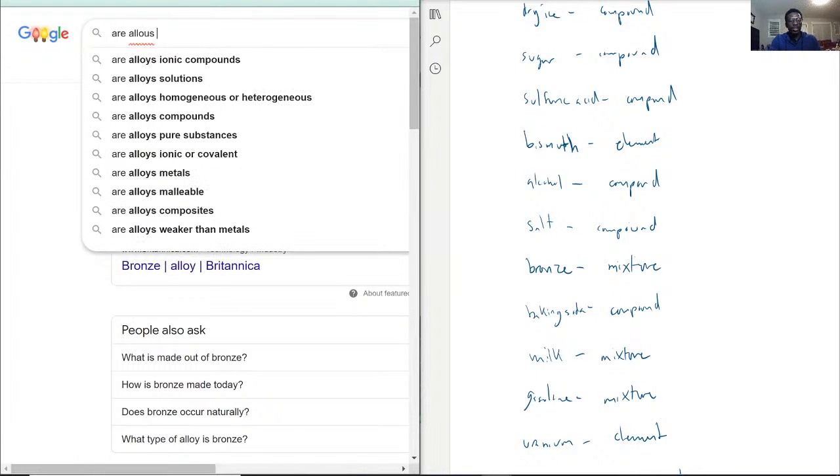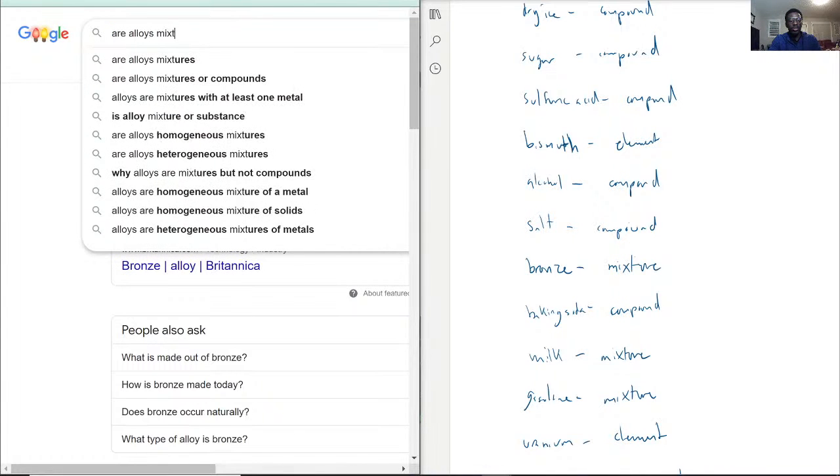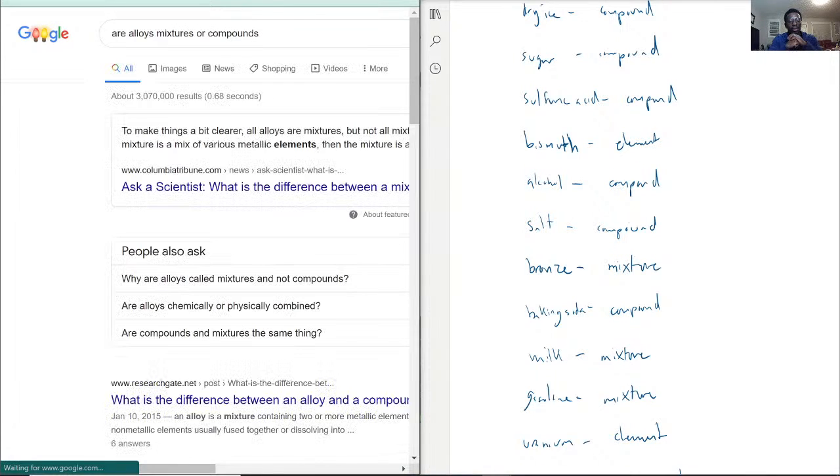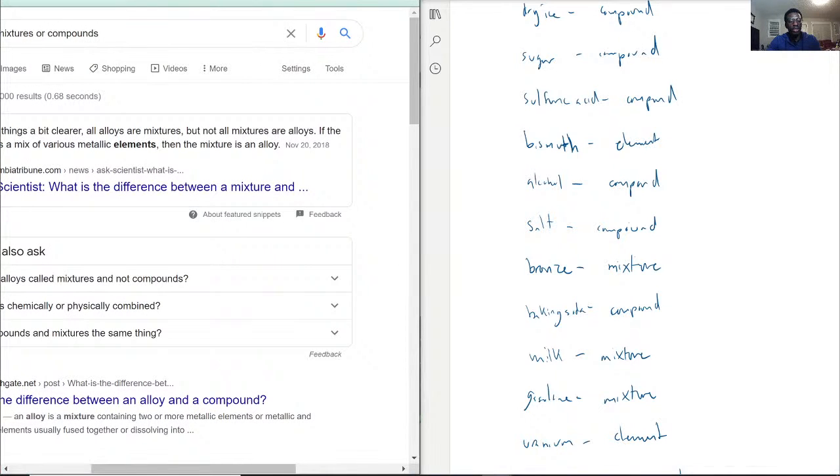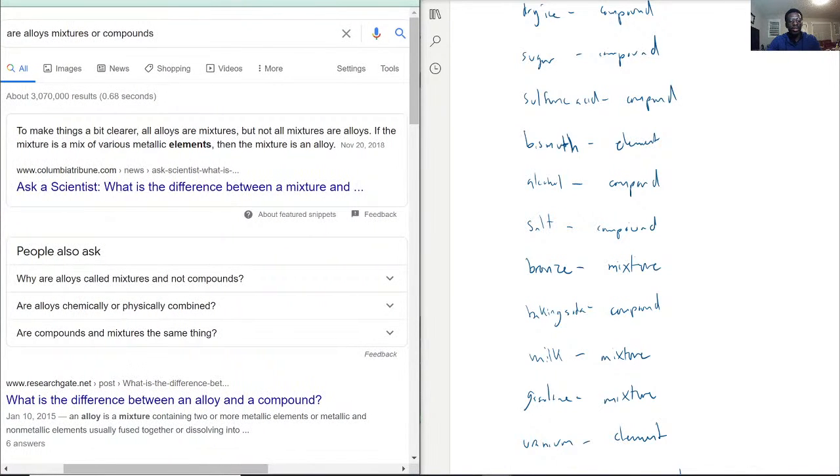Are alloys mixtures? Alloys, all alloys are mixtures, but not all mixtures are alloys. Interesting. So bronze is a mixture because it's an alloy. Good to know for metals in general.